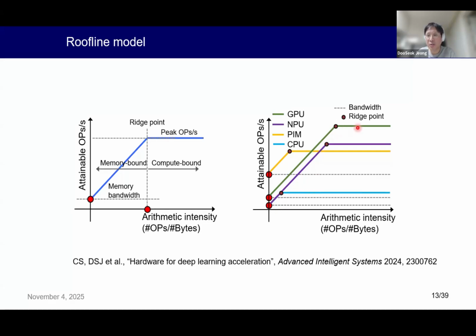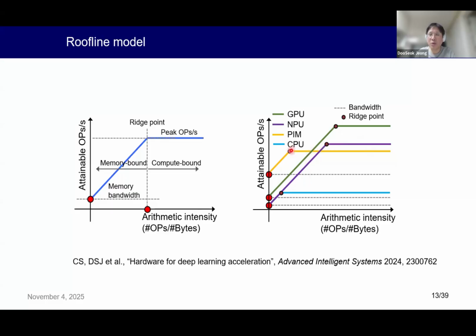GPU is good. GPU has a very high peak performance, and if you use high bandwidth memory, it can have very high memory bandwidth. So you can basically increase the regime of this peak performance with respect to this arithmetic intensity, right? NPU has massive parallelism because you have multiple processing elements, so you can have pretty high peak operation. But if you don't use high bandwidth memory, the bandwidth is pretty limited.